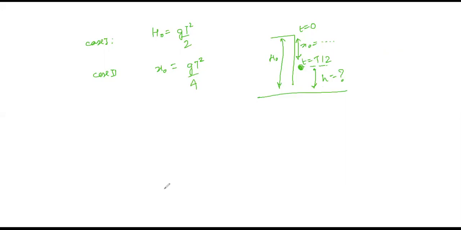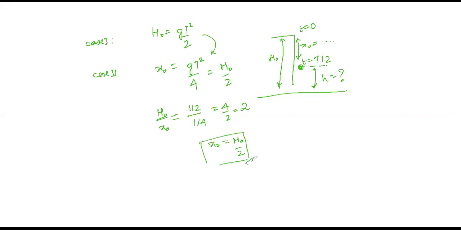So depends what is the option given in the question. If you want to find x naught in terms of h, just divide these expressions. You will get h naught by x naught is equal to 1 by 2 upon 1 by 4. That is 4 by 2 or 2, which implies x naught is equal to h naught by 2, which is also evident, right? We can see directly here that this is nothing but h naught by 2, correct?